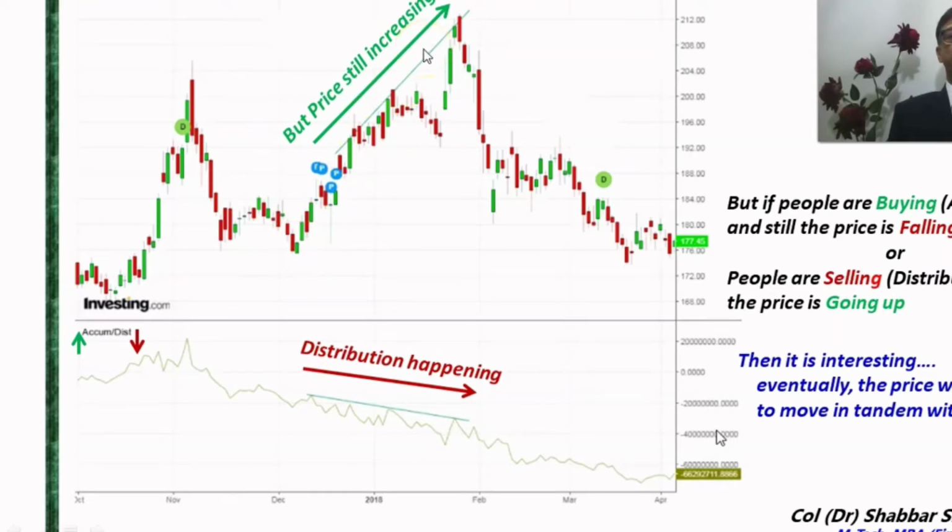Something unusual. So a trader is on the lookout for such a thing because he knows that if the price is going in the opposite direction, sooner or later the price will change direction and start moving in tandem with accumulation or distribution. So if distribution is happening here, then the price will change. So here you see the price has changed from here and the price has started coming down.